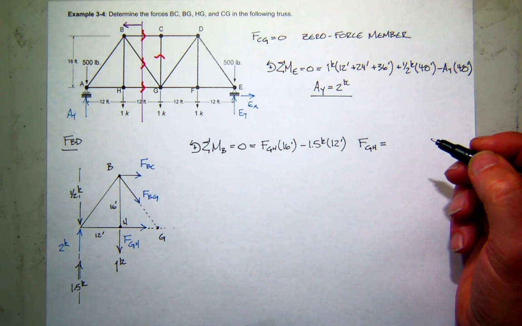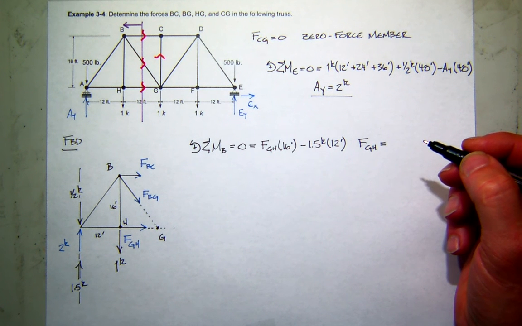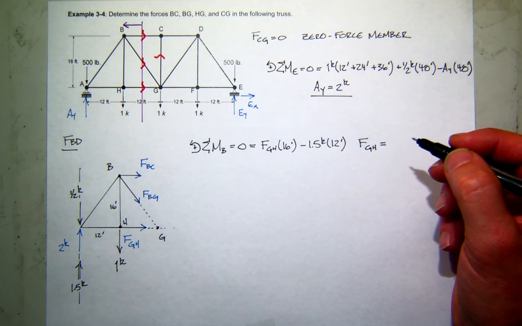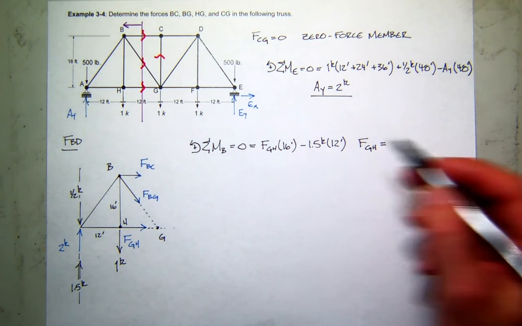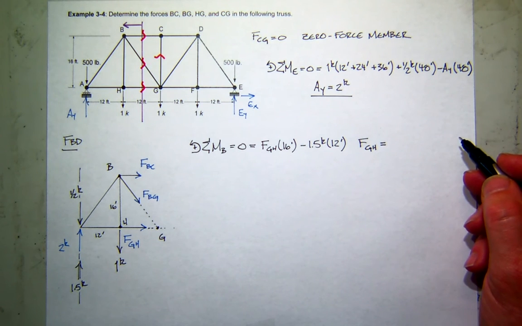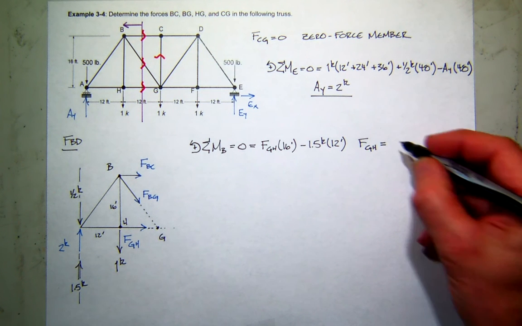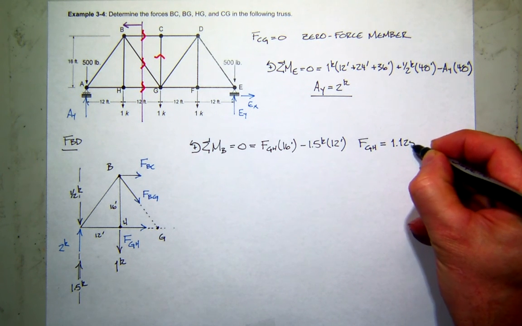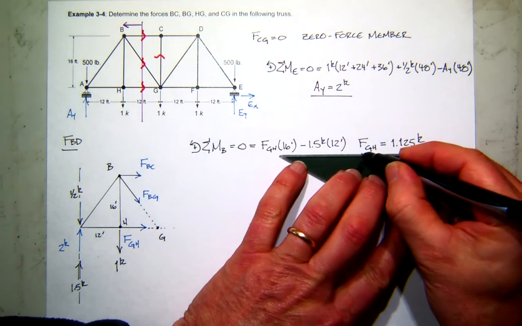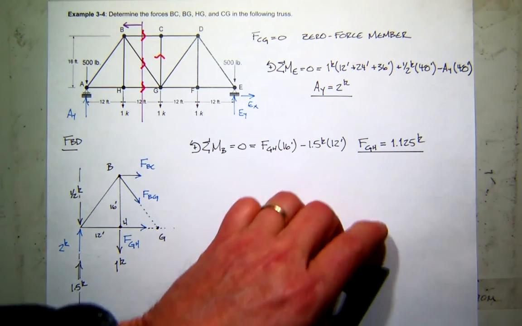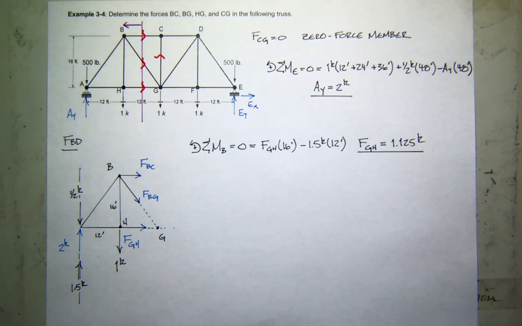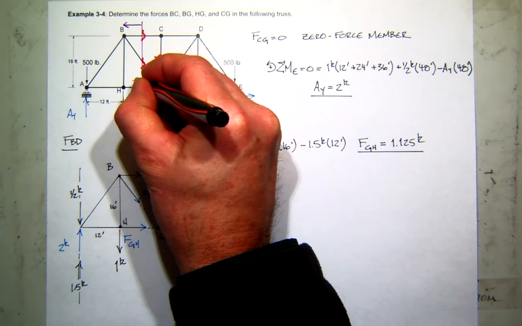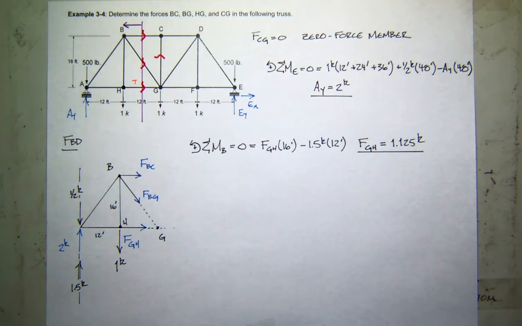I don't know what that is off the top of my head. 1.125. 1.5 times 12 divided by 16. 1.125, and that comes out positive. 1.125 kips positive. So that means that GH down here is in tension. Does that make sense?